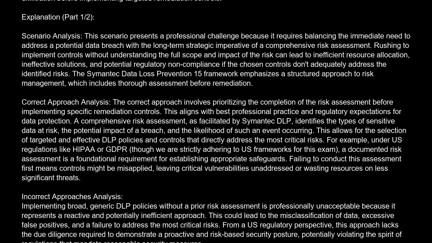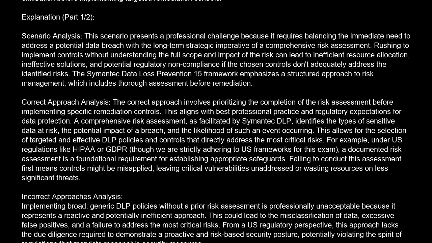remediation controls. Explanation. Scenario analysis. This scenario presents a professional challenge because it requires balancing the immediate need to address a potential data breach with the long-term strategic imperative of a comprehensive risk assessment.